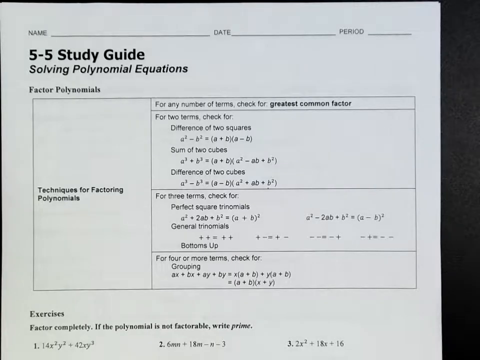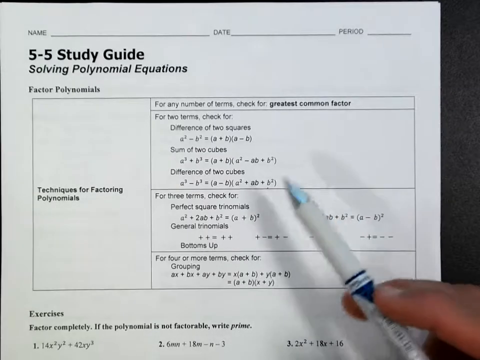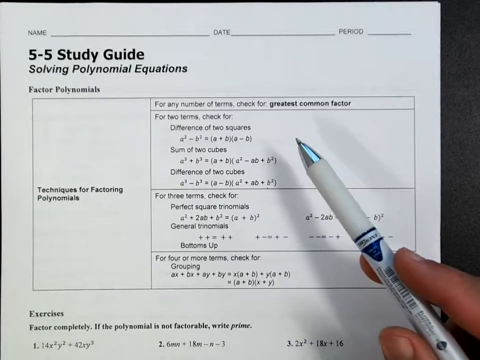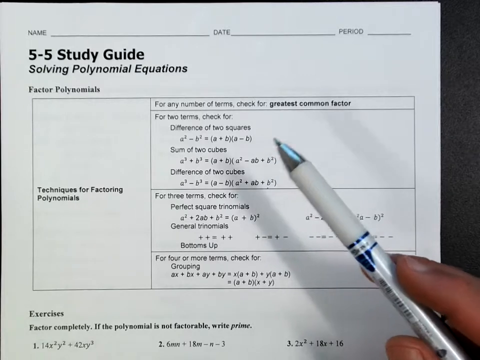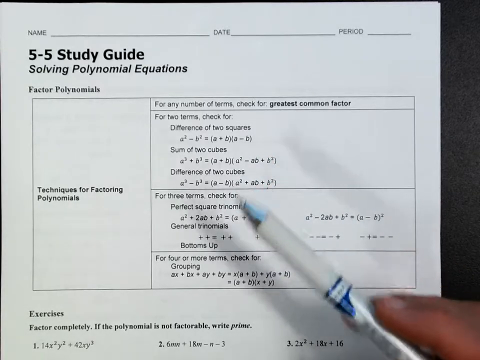Alright, now we're on 5.5. We're going to solve polynomial equations, but first we're going to talk about factoring. I think this is a pretty useful note, so I would recommend you print those out on your own, if you like, because this has all the ways so far that we have done factoring. We have difference of squares, sum of cubes, difference of cubes.